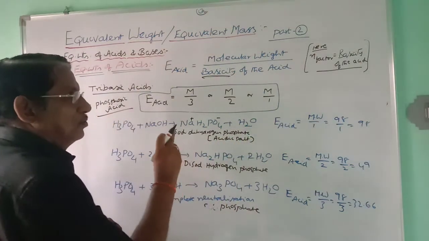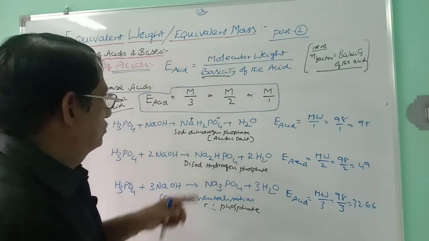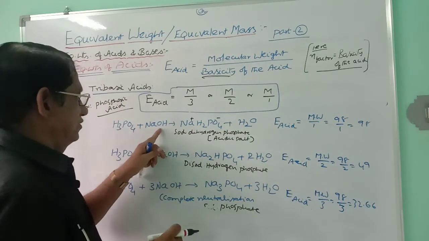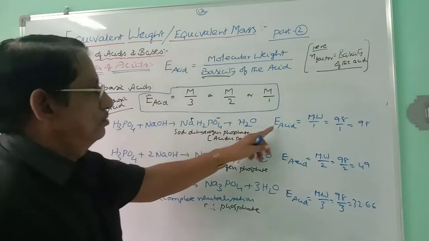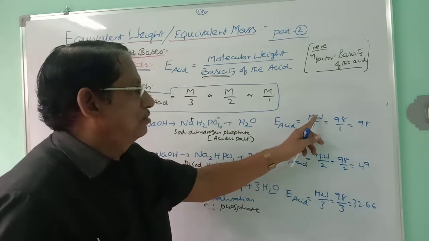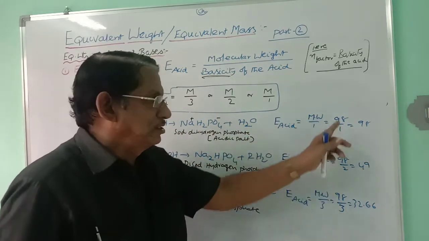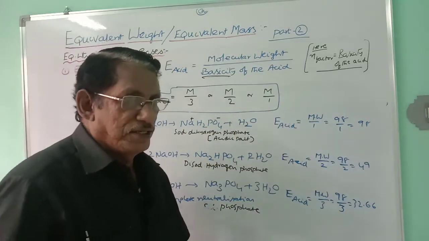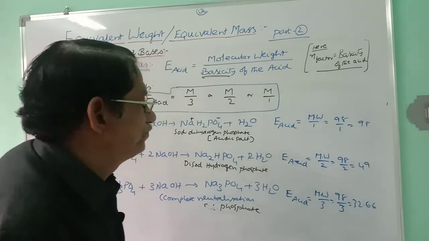And here, only one hydrogen is replaced. So, basicity in this case is equal to 1. Only one H is replaced. And so, equivalent weight of the acid is equal to molecular weight by 1, that is 98 by 1 is equal to 98. 98 is the molecular weight of phosphoric acid, just like sulfuric acid.